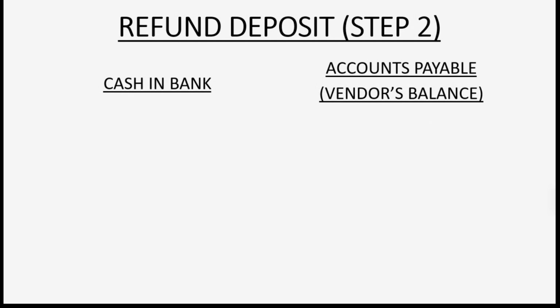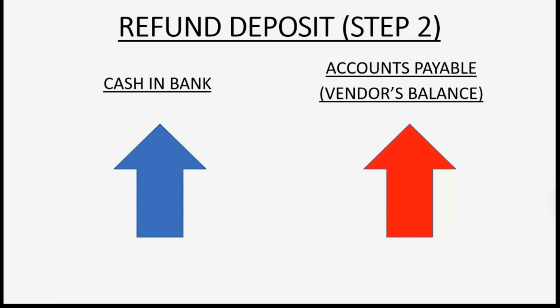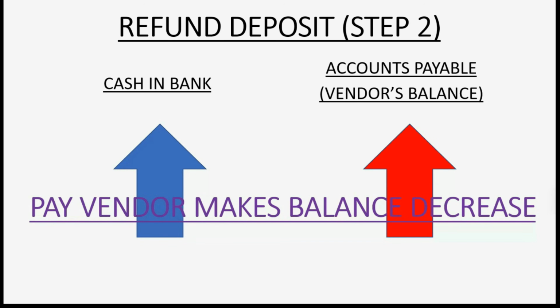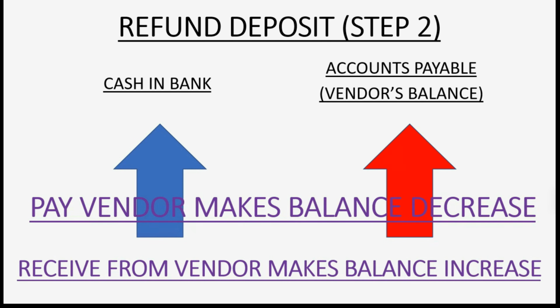Now in step 2, when we deposit the refund check, obviously our cash and bank will go up. But what will also increase is the vendor's balance and accounts payable. And that's because when we pay a vendor, the balance of the vendor decreases. Therefore, when we receive from a vendor, the balance of the vendor increases.